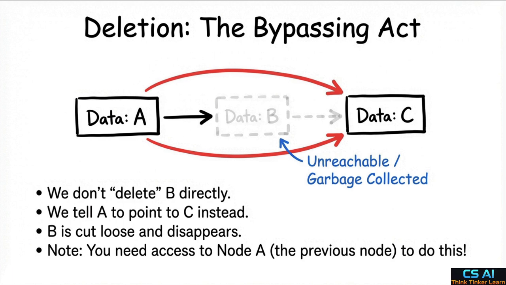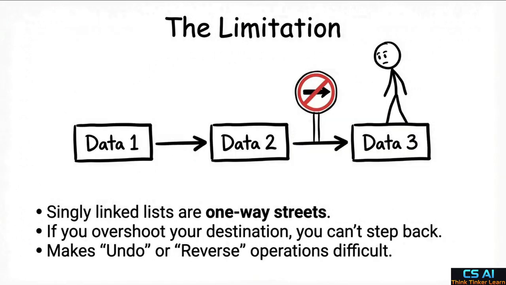A crucial note here is that to perform this bypass, you need access to node A, the node immediately preceding the one you want to delete. However, singly linked lists do have a limitation. They are a one-way street because each node only points forward to the next. If you are traversing the list and accidentally overshoot your destination, you can't simply step back. You'll have to restart a traversal from the head, which can be very inefficient. This unidirectional nature makes operations like undo or reversing the order of the list much more difficult than they might be with other data structures.